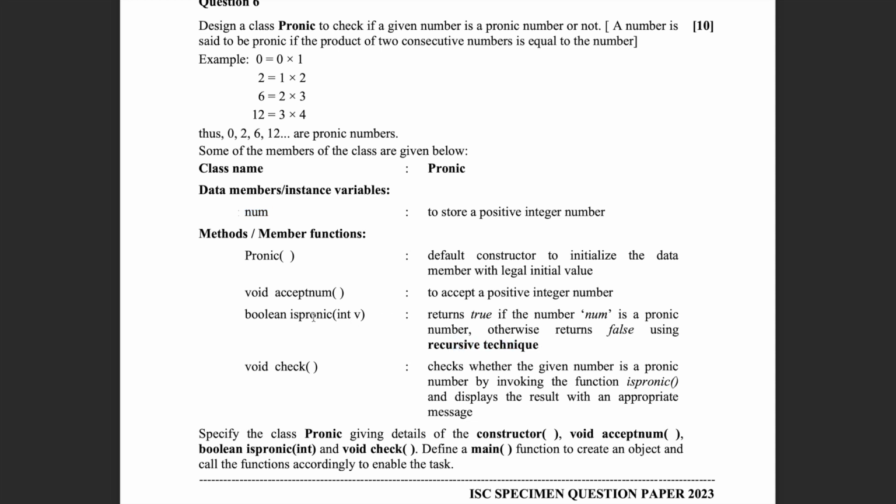Now in this method signature, you see you have v, which is the argument that this method is getting, and num is the name of the data member. But you have to check if the number num is a Pronic number or not. You don't have to check if v is a Pronic number or not. If you had to check if v is a Pronic number, then it would become really tricky. But for now you have to check if num is a Pronic number using this v, which is doable.